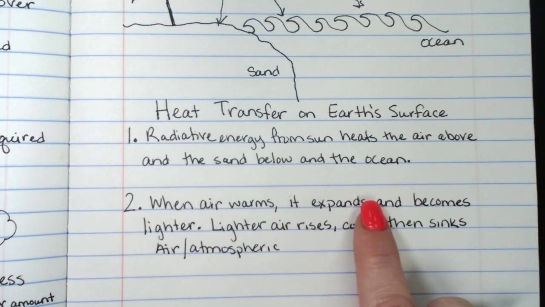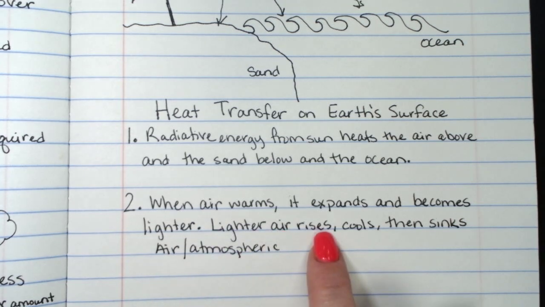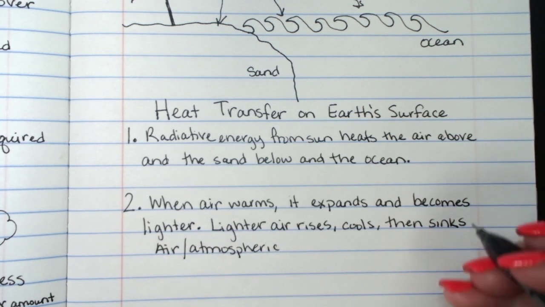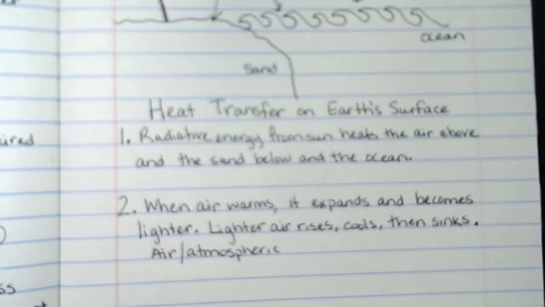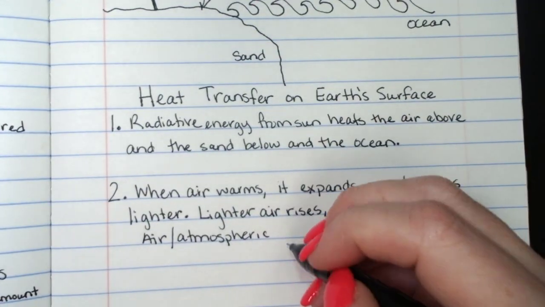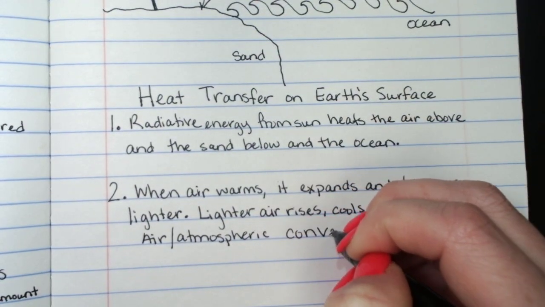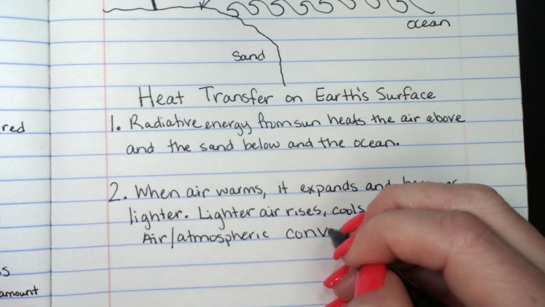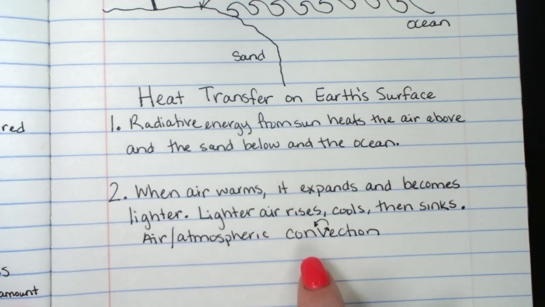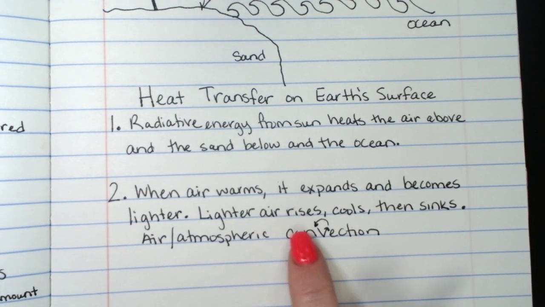When the air warms, it expands and becomes lighter. Lighter air rises, cools, then sinks. Period. And this is called atmospheric convection. Remember when we saw this word convection, the V is for convect, those arrows, convection, atmospheric convection.